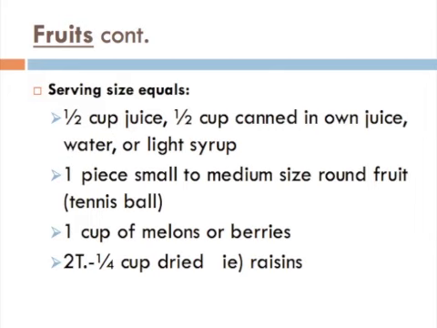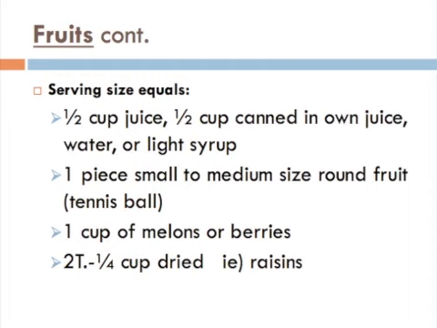Serving sizes of fruit. About a half a cup of most fruits is a serving size. So 4 ounces of juice or a small juice glass, a half a cup of canned fruit. And I recommend that canned fruit is packed in water or light syrup because that will contain less carbohydrate than your fruits packed in heavy syrup. A small piece of fruit would be about the size of a tennis ball if you're looking at portion sizes.